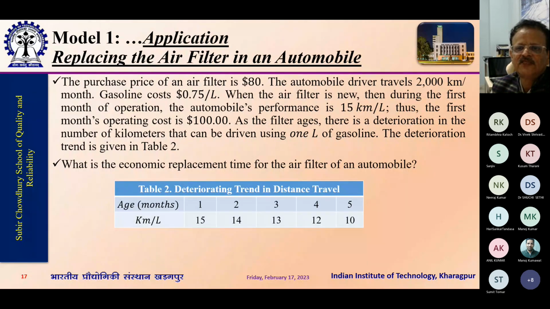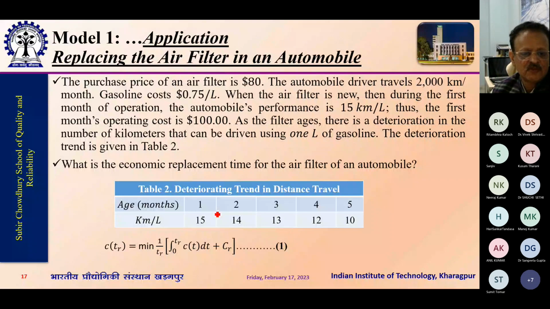So when the air filter is new, then during the first month of operation, the automobile performance is 15 kilometers per liter. Thus, the first month's operating cost is 100. You can compute it. This is not a very difficult task. One can compute it, and of course, there is no operating function. We only know at discrete points of time what the cost is. Okay, so how to solve this?